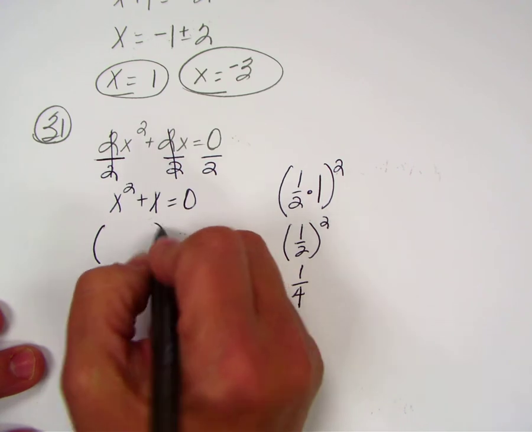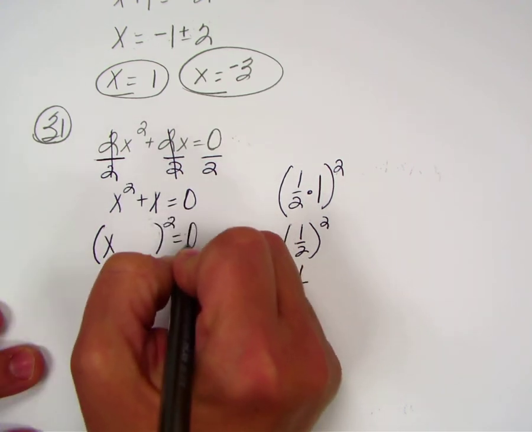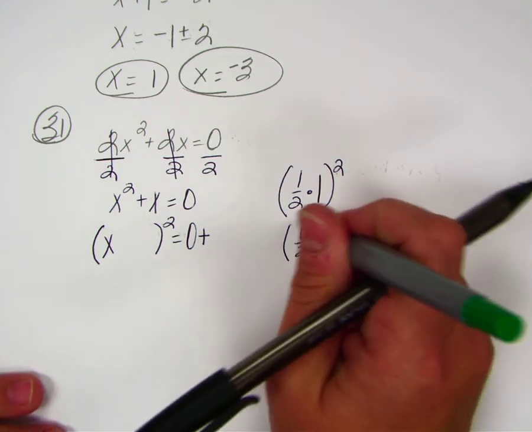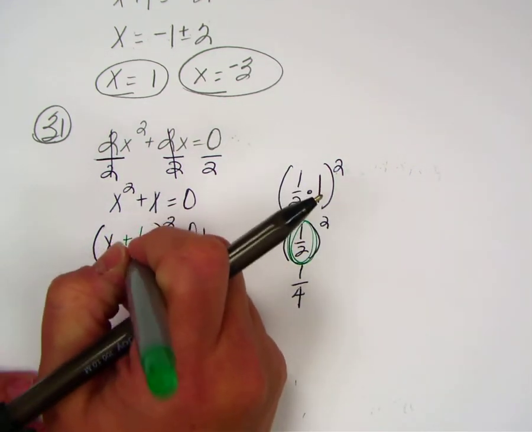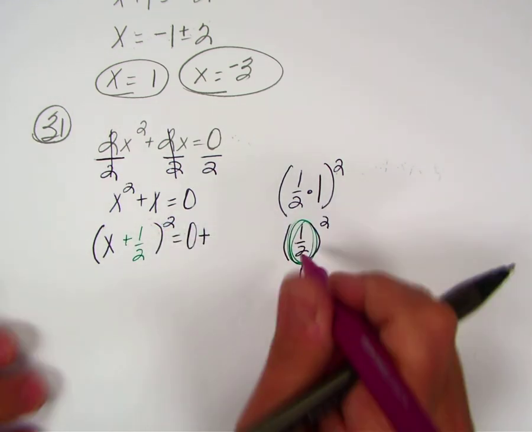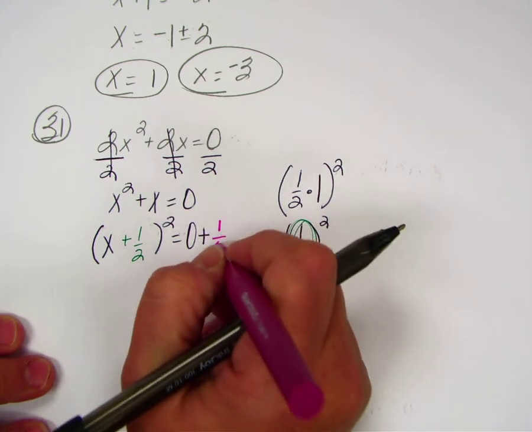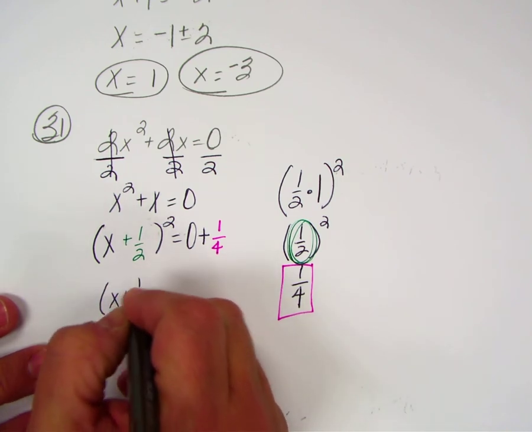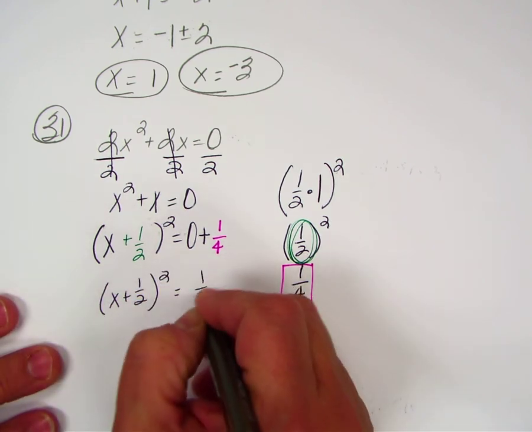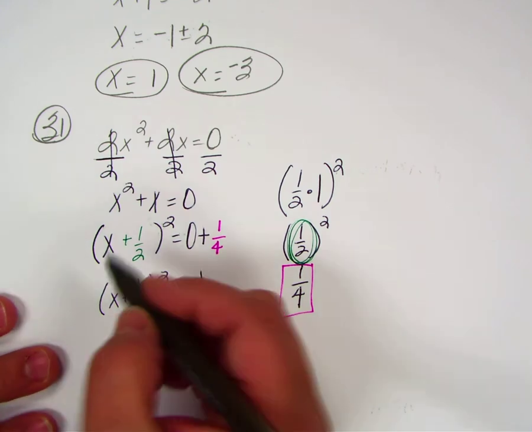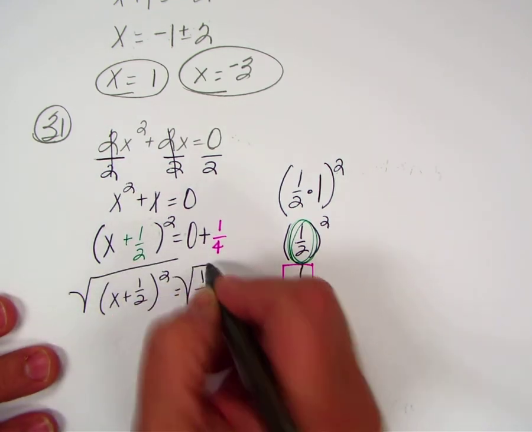Okay, again, it always looks like this. The number here goes here every time. The number here gets added here every time. So x plus 1/2 squared equals 1/4. Now don't let those fractions scare you because when you're doing completing the square, they have a way of just working out nicely. You still take the square root.